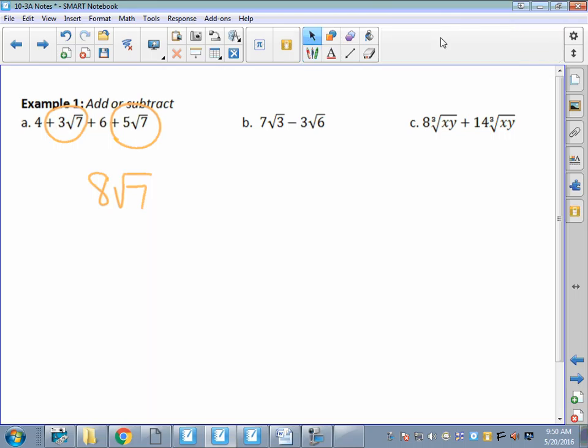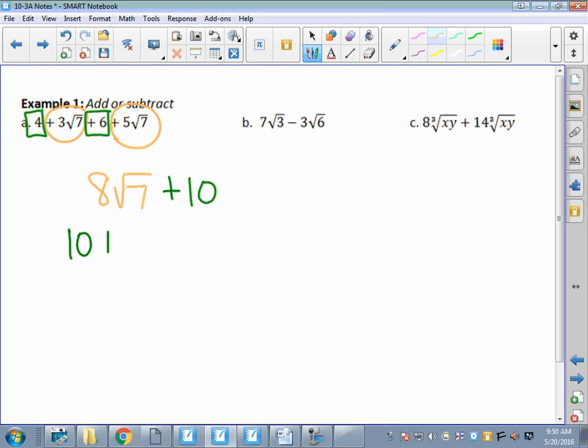My other pair of like terms are nice and easy. A 4 plus a 6, so everybody's going to tell me that we've got a 10. I usually write it as 10 plus 8 square roots of 7, but you could write it the other way as well.